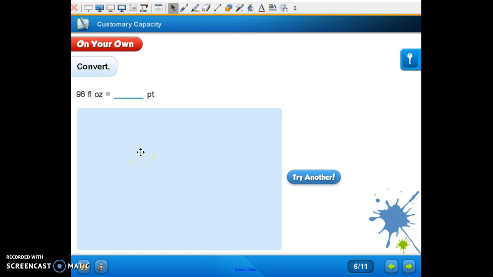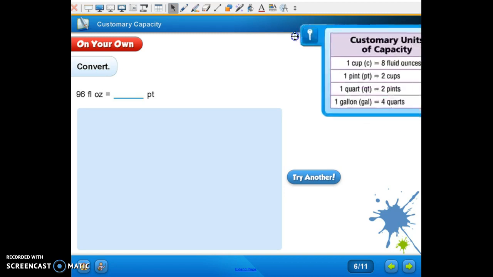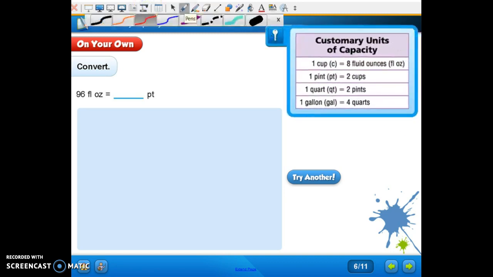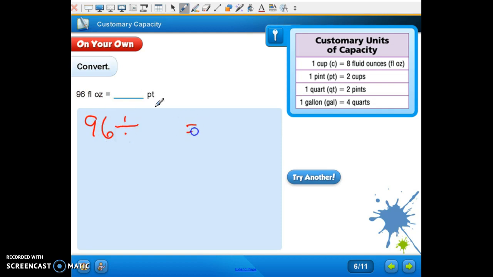Okay, now we're on number 10 on that same page, 411. 96 fluid ounces to pints. Are ounces larger than pints or smaller? Smaller. Okay, so when we are going from a small to a large, we're going to do what? Divide. And how many ounces are in a pint? 16. Right, because a pint is 2 cups, and 1 cup is 8 fluid ounces. So that would be 2 times 8 is 16.